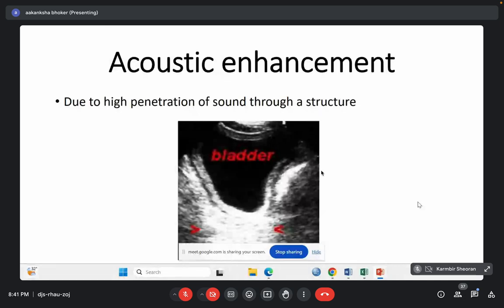And the next type of artifact is acoustic enhancement. Enhancement क्या होगा, suppose यहाँ से सारे का सारा सिग्नल गया, इधर तक कोई absorption नहीं हुई, कहीं रिफ्लेक्शन नहीं हुई, and now it is having its maximum energy. And when it is going beyond this structure, so it will be having enhanced echogenicity. So this is acoustic enhancement.